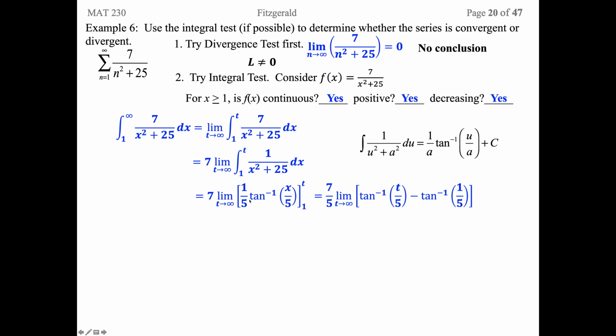So what I did is this 1/5, we don't want that in here when we evaluate it, that's just excess writing. So I factored it out to the 7, called it 7/5.